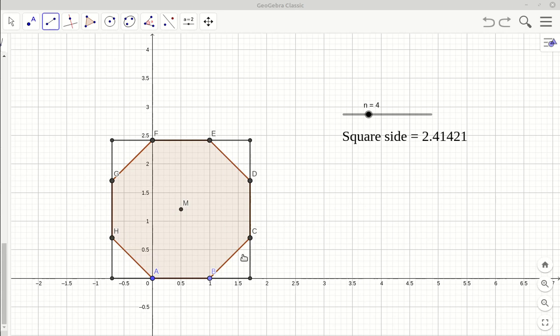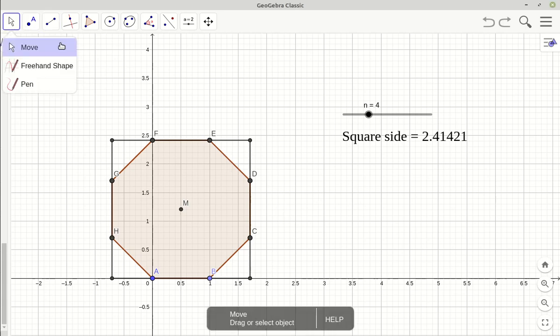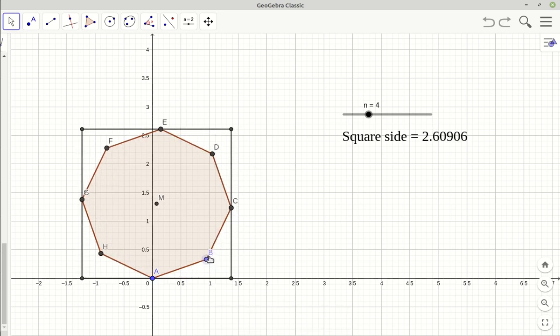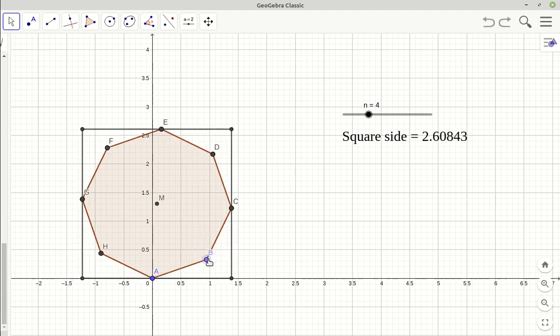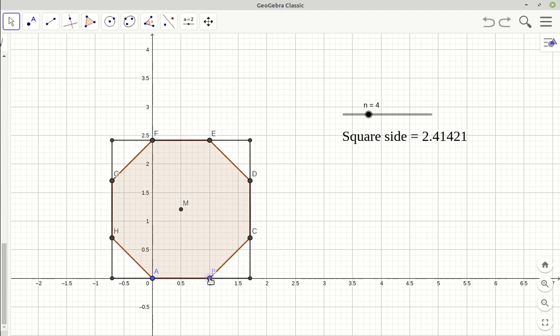We have here a regular 2n-gon, for instance right now for n equals 4, with side length 1. And this is the minimal square that one can draw around this regular 2n-gon, such that the sides of the square are parallel to the axis. And to account for all possible embeddings, we can rotate this regular 2n-gon and see what happens to the side length of the square.